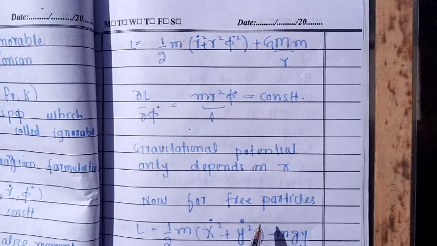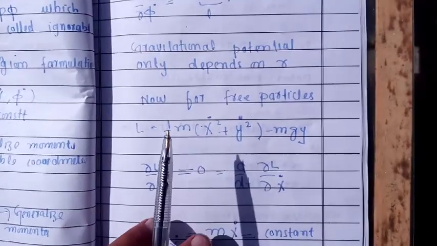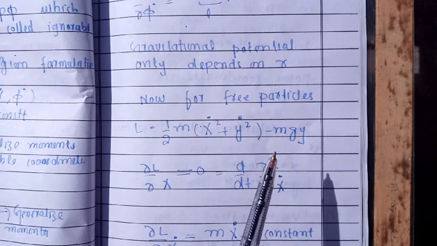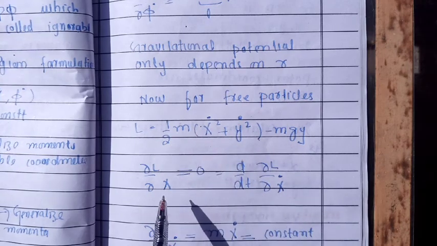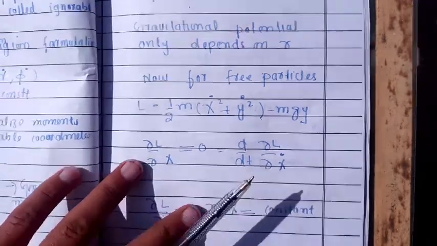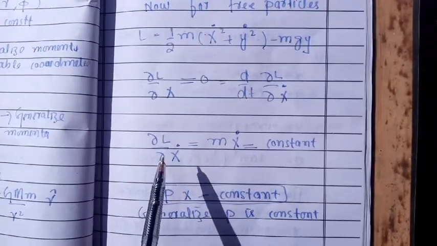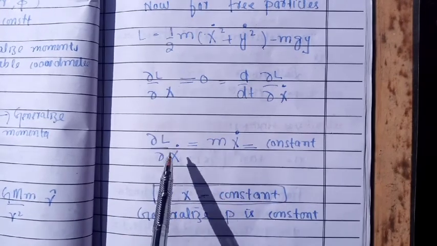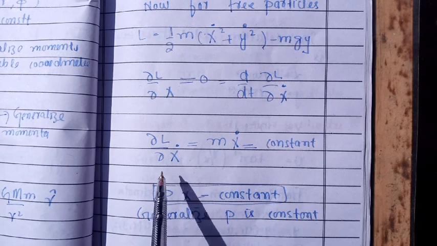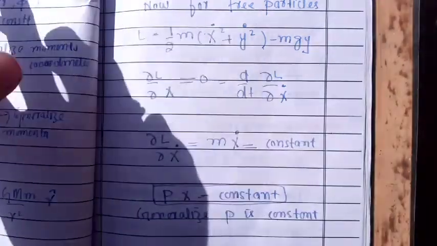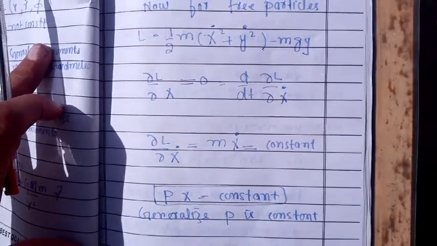Now for a free particle, L is equal to half m into x dot square plus y dot square minus m g y. So dL by dx is equal to 0, and d by dt of dL by d x dot we already know from the Lagrangian. Now dL by d x dot is equal to m x dot, which is constant. So this is p x, and it is equal to constant. So the generalized momentum is constant. These are all called the ignorable coordinates.